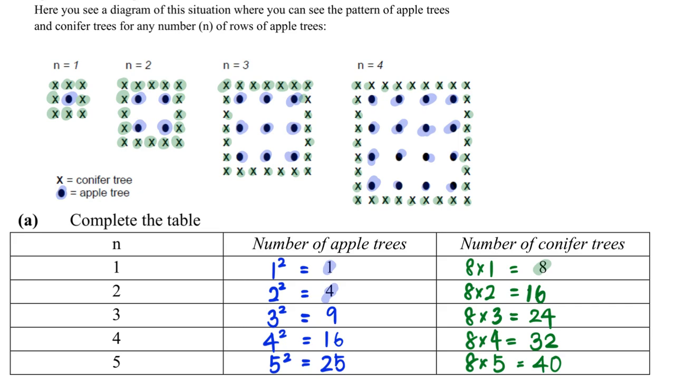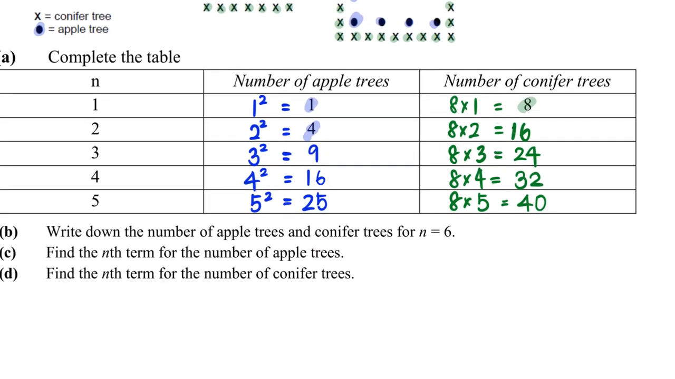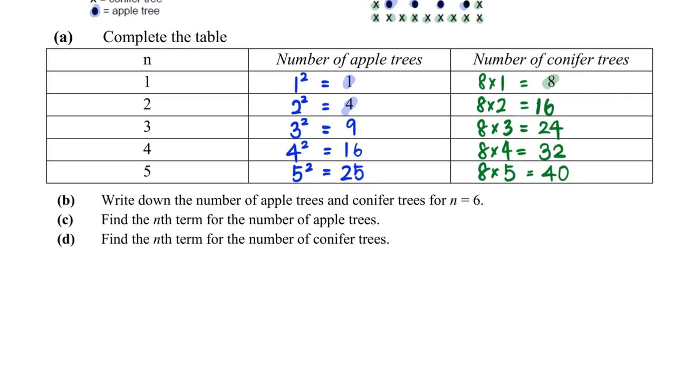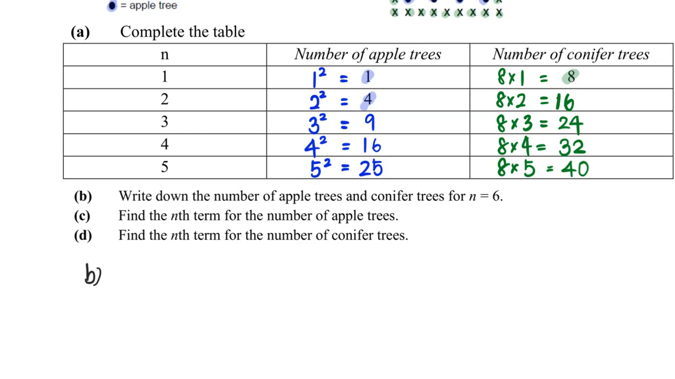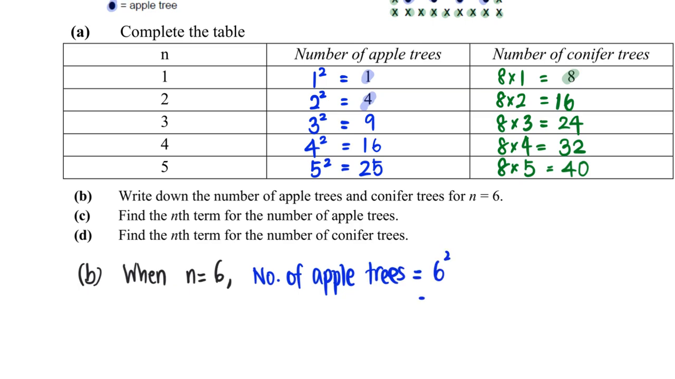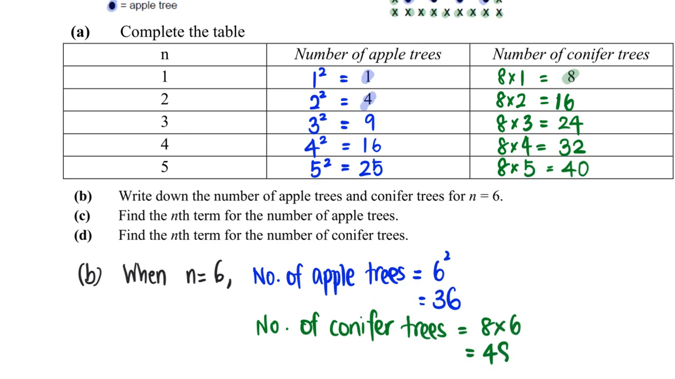Let's move on to part B. When looking at the table, I would be able to get my answer pretty easily, because when n equals 6, the number of apple trees is simply 6 square, 36, and the number of conifer trees is 8 times 6, 48.